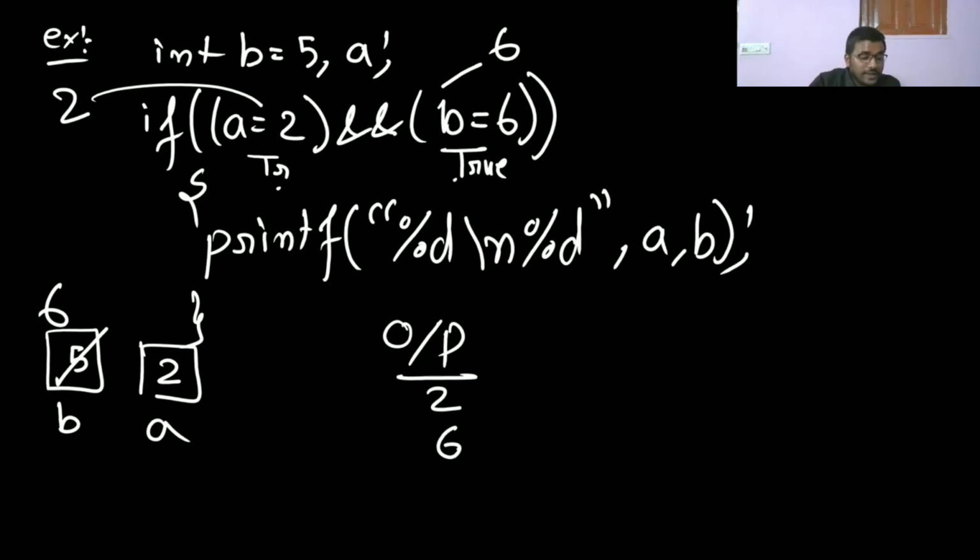So this is short circuit in C. That's why they have written that whenever logical AND or logical OR is there, we have to go like this.